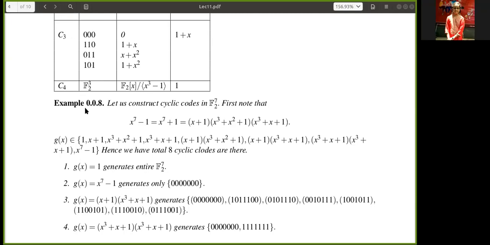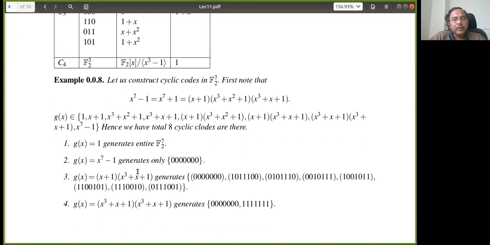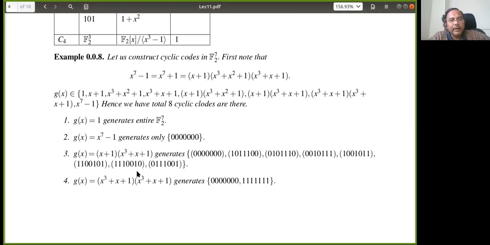So 2 power 3 means how many cyclic codes will come? 8 cyclic codes will come, right? So what are those? One, corresponding to 1, corresponding to x plus 1, corresponding to x cube plus x square plus 1, x cube plus x plus 1, x plus 1 into x cube plus x square plus 1, all these, right? Total 8 codes.